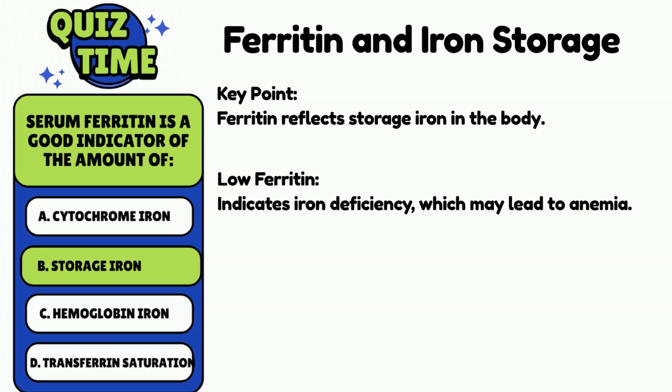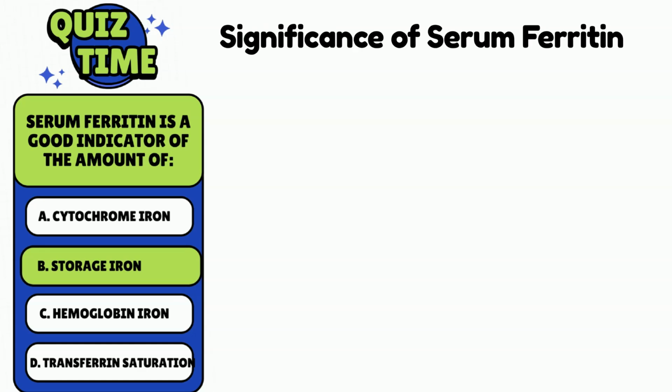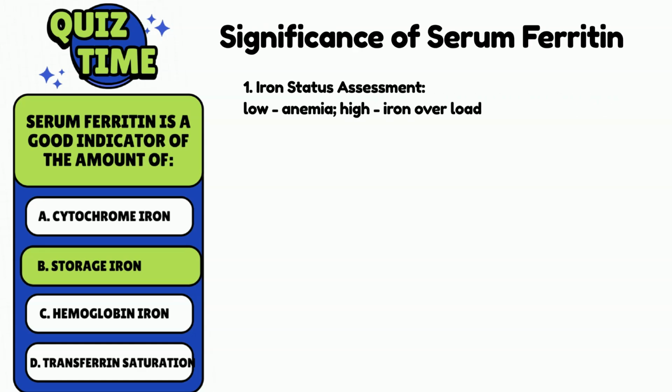issues. Serum ferritin is considered to be a good indicator of stored iron in most individuals. 1. Iron status assessment. Ferritin level reflects the amount of iron stored in the body. Low serum ferritin indicates iron deficiency, which can lead to anemia, while a high level may suggest iron overload conditions such as hemochromatosis.